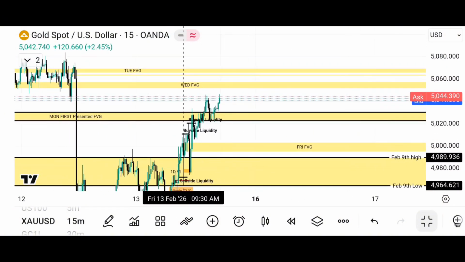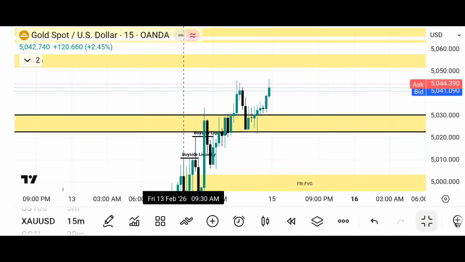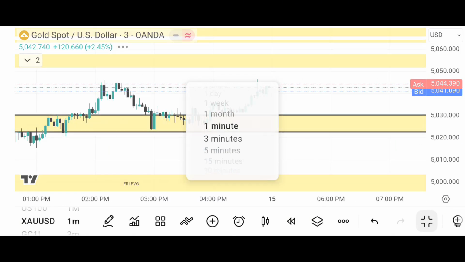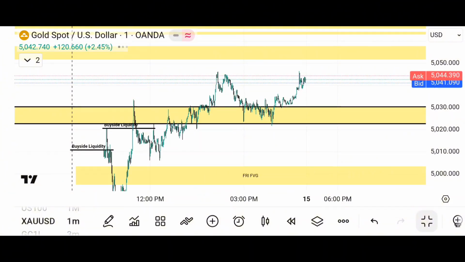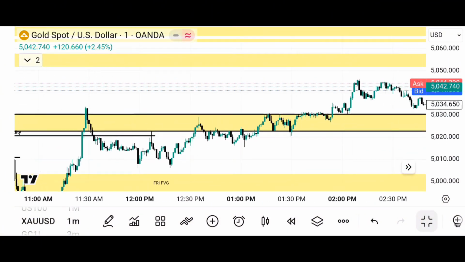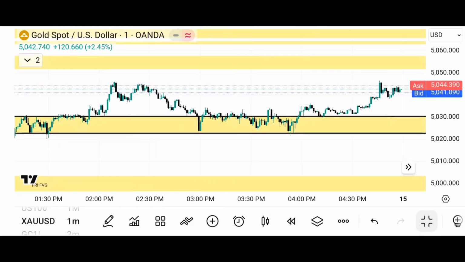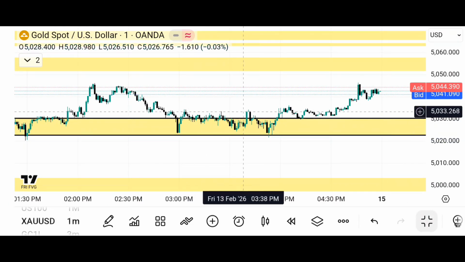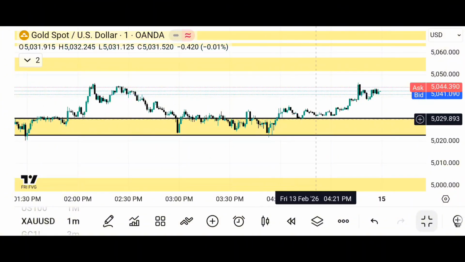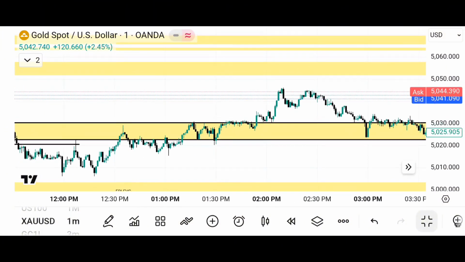So like I said, I keep it on the charts for the whole week, and you see how price respects it. Okay, see how price makes use of this level right here. Monday's first presented fair value gap, and it respects it.